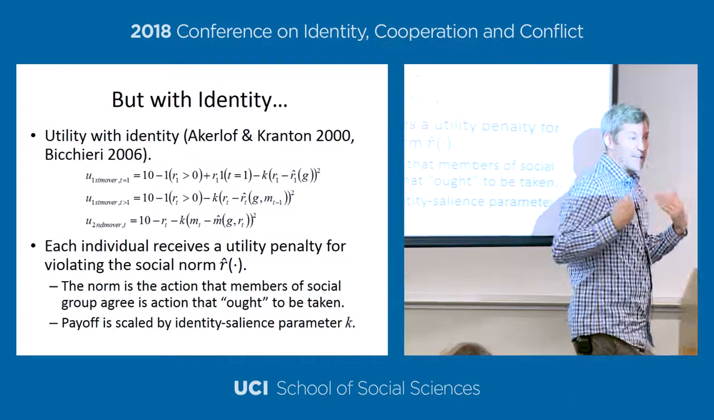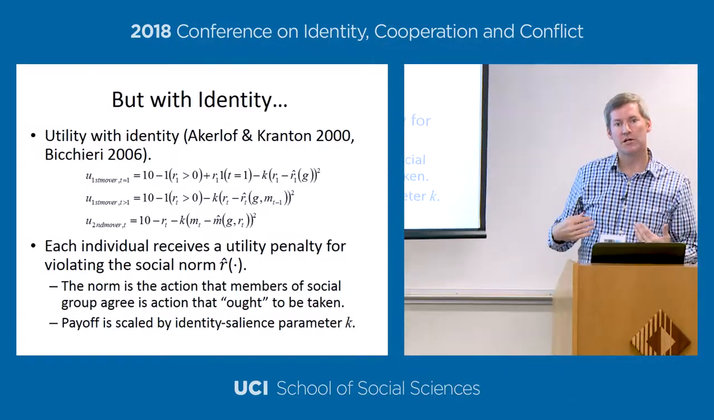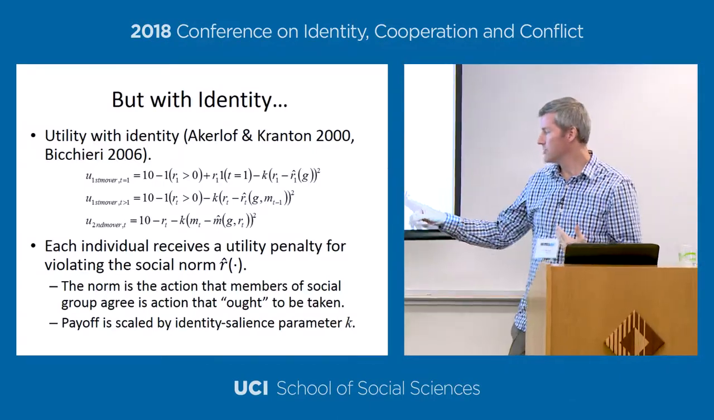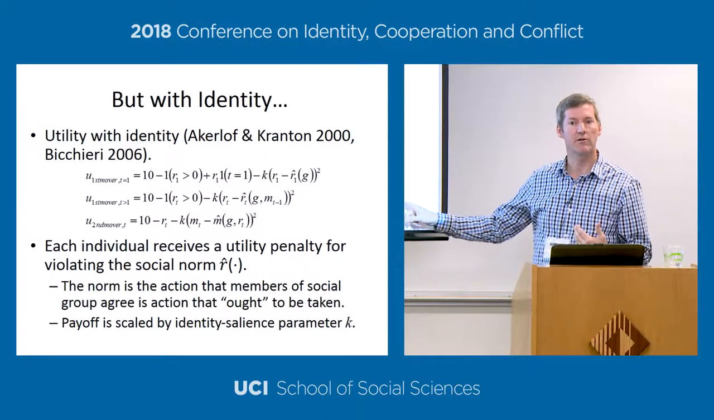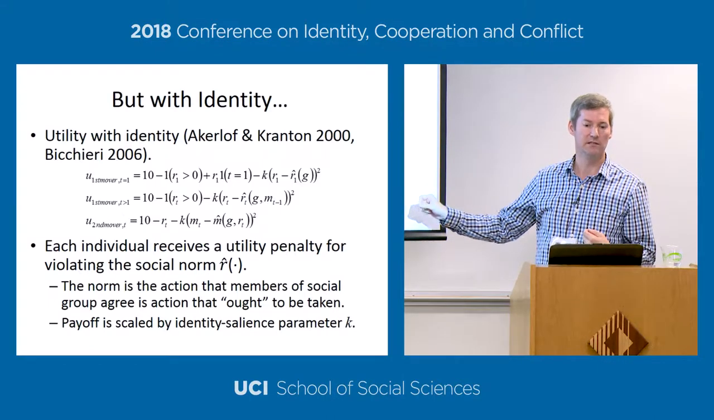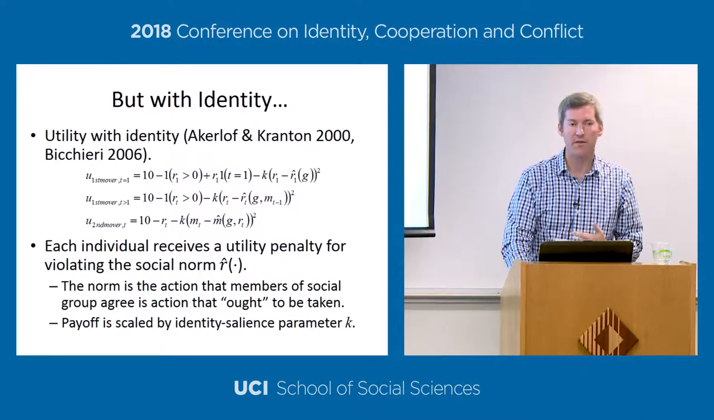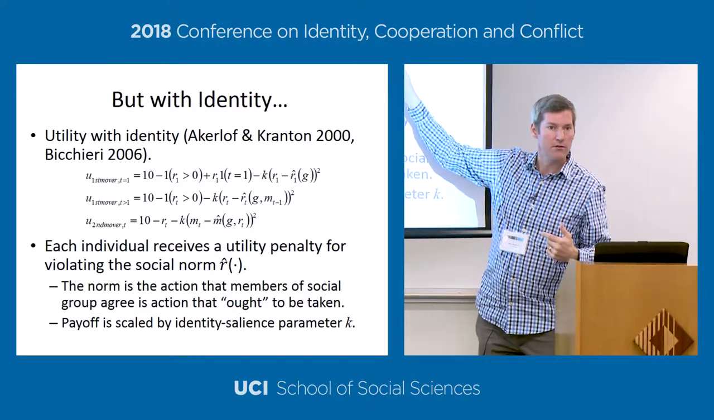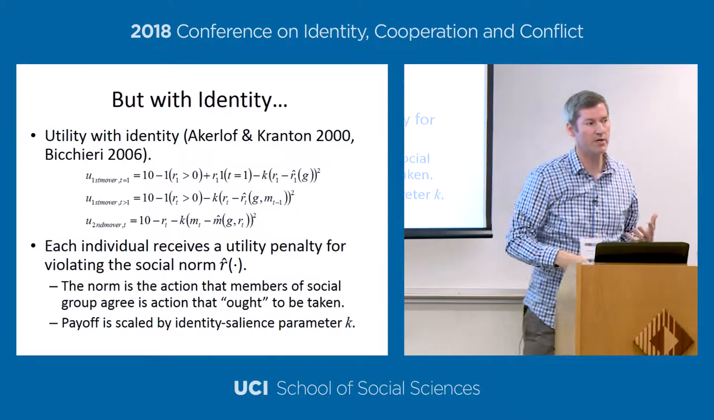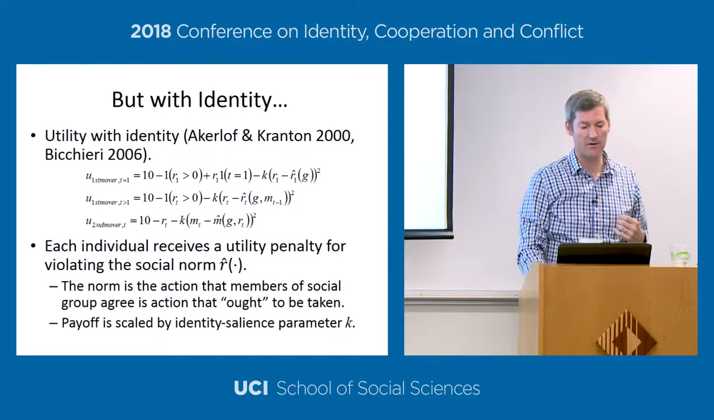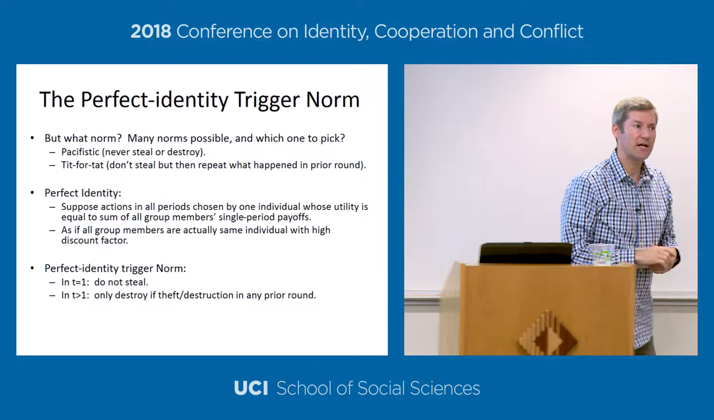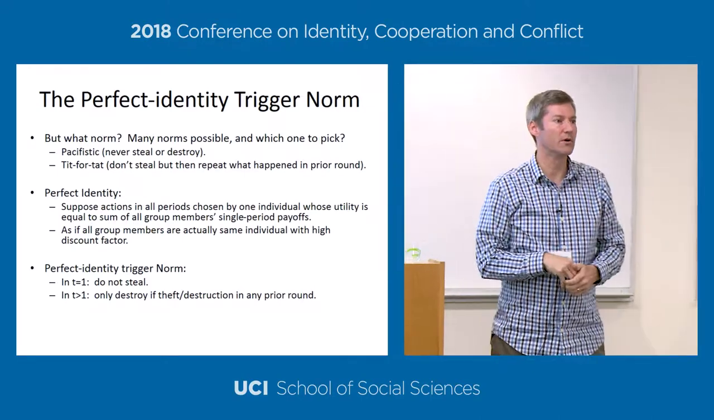And so experimentally, the challenge is trying to construct and exogenously create different levels of K. But before we get there, we have to think, well, what should the group rule be? What should be the rule that I undertake? And this is actually not so trivial.